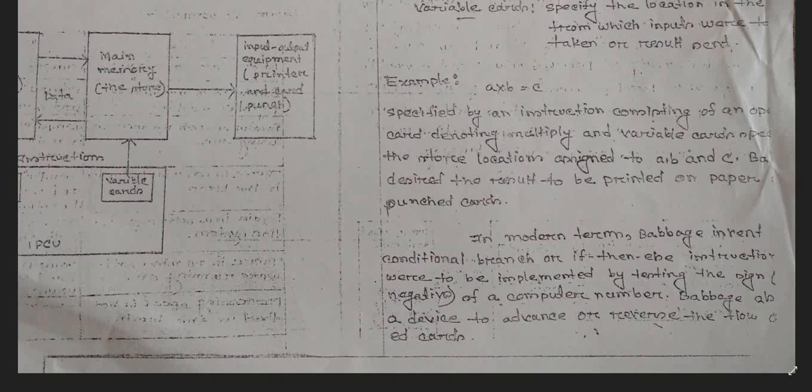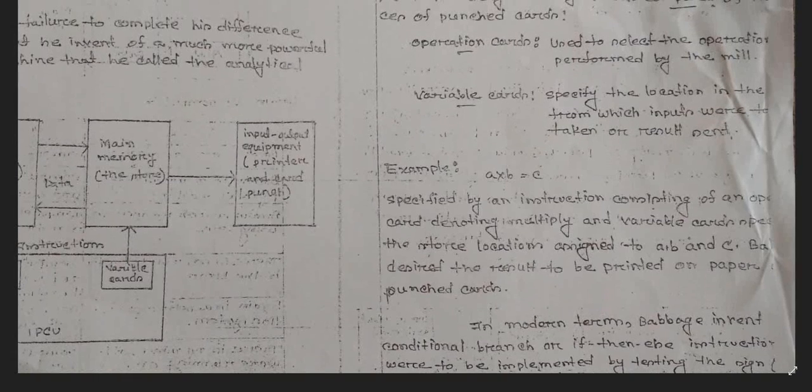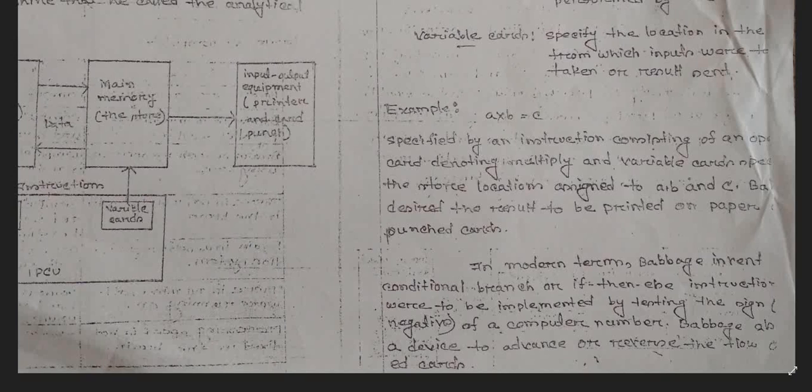In this section we have A times B, and the value is stored in C. So the operational task of A multiplied by B is handled by the operation card, and then the result C and the values of A and B are stored in the variable card. This is described in this section. Now moving to the next.